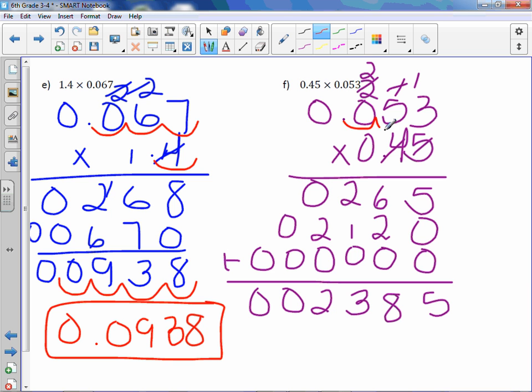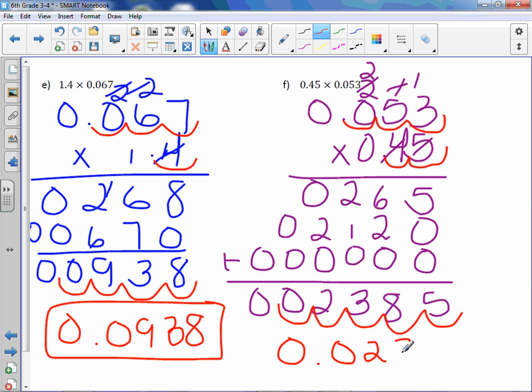We have 1, 2, 3, 4, 5 behind. 1, 2, 3, 4, 5. So the answer is 0.02385.